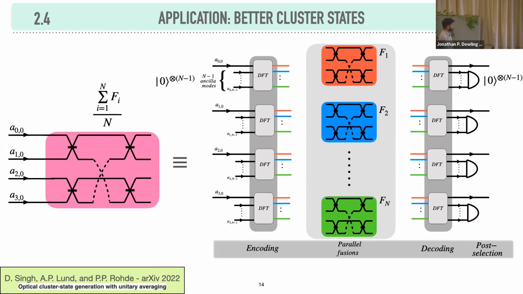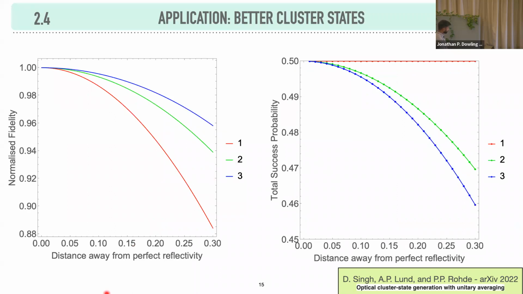So what's the point of doing all this? What we see in the end is that as your error increases on the x-axis, the fidelity of the cluster state that you get if you don't do anything, if you just pick a random fusion gate and make cluster states, is given by the red line. But the success probability of getting that bad cluster state always remains 0.5, because there are no ancillary modes where your photons get lost. Instead, if you do this averaging process, the fidelity of your cluster state improves, at the cost of a decreasing success probability.